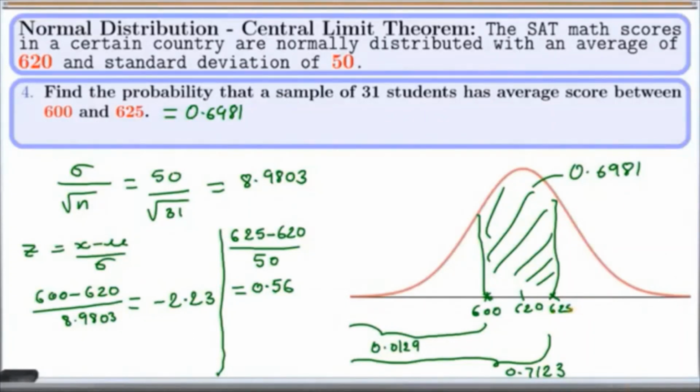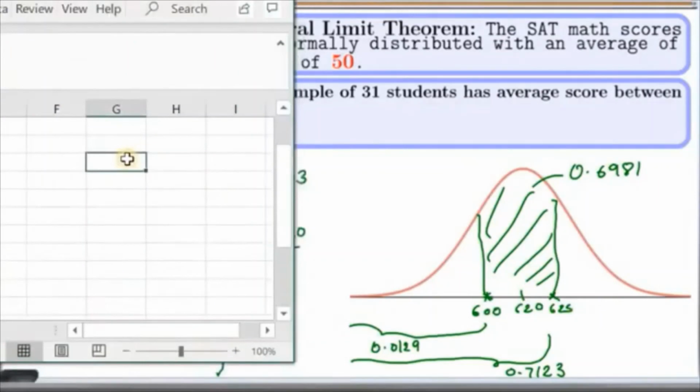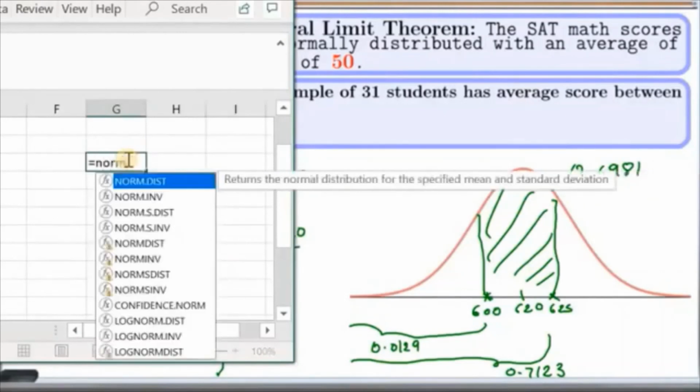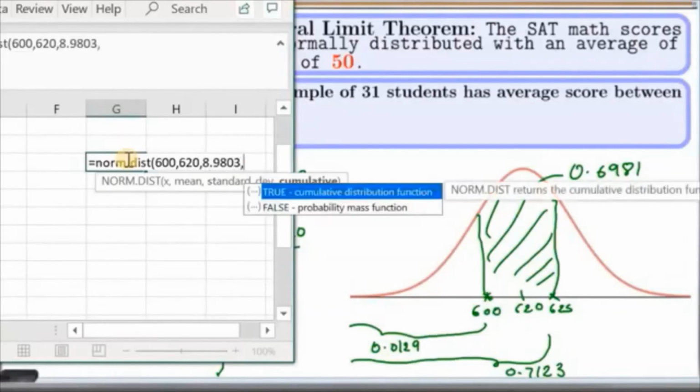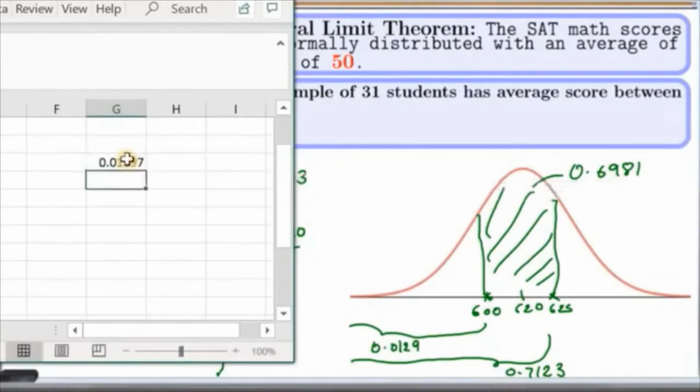So let me pull up my Excel on the screen. First we need to find the area to the left of 600. So for that, type in equals, then type in norm.dist, then put parentheses. Our x here is 600. Our mean is 620. Our standard deviation is 8.9803. And since we are trying to find cumulative area up to 600, we can either type true or simply type 1, then close parenthesis, then hit enter. So this number here, this is the area to the left of 600.